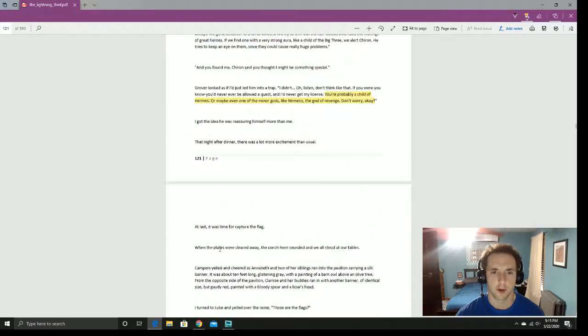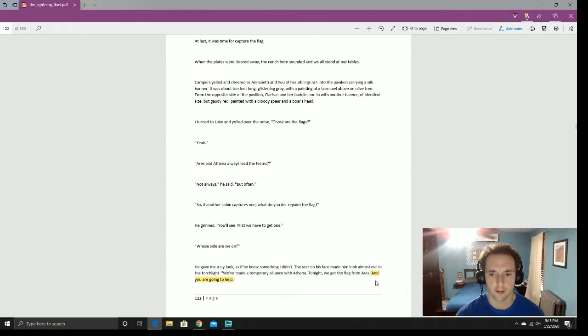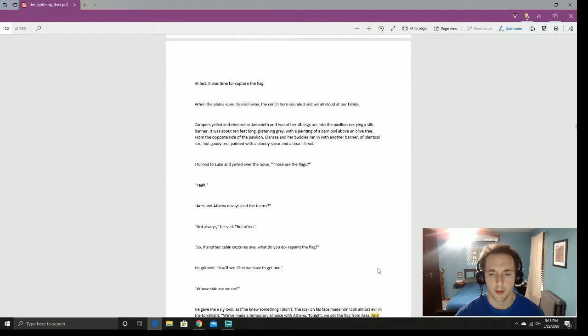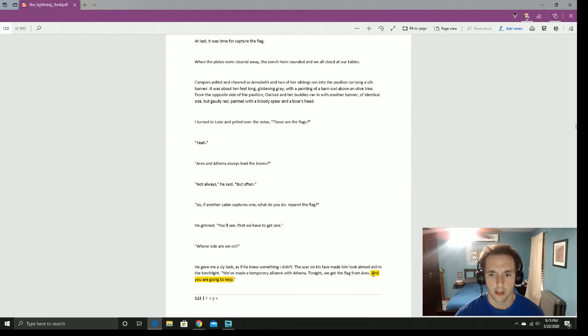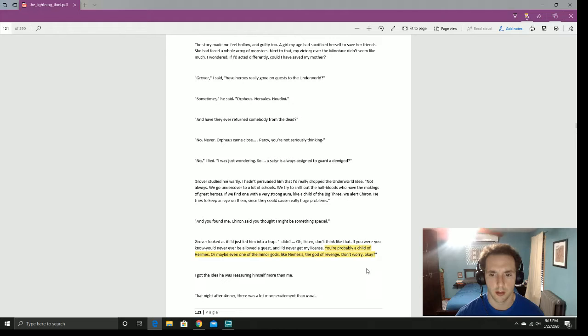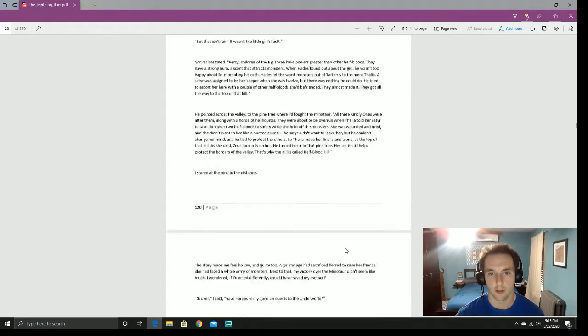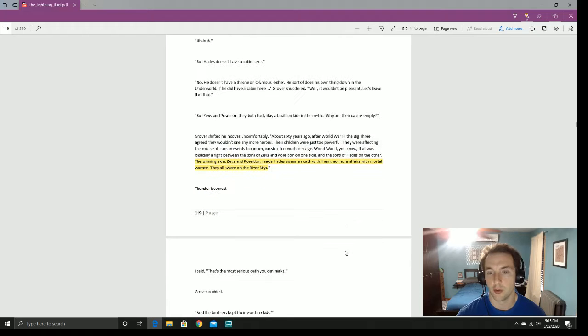It happens so often, I stopped just marking it. So right here, Annabeth tells him you're going to help. Right here, Grover is telling him, Percy, you're probably a child of Hermes, or maybe even one of the minor gods, like Nemesis got revenge. Don't worry, okay? So Grover's telling about who his father might be.